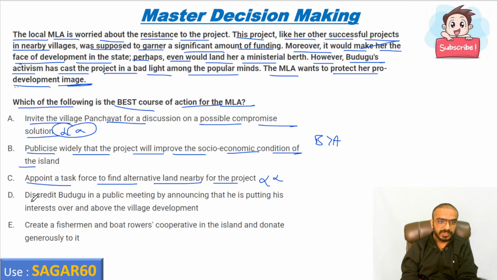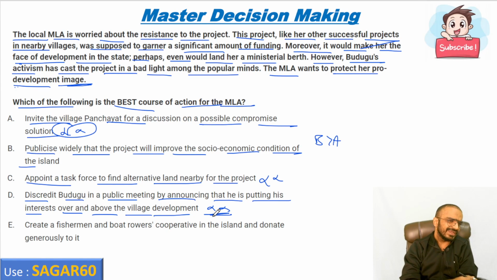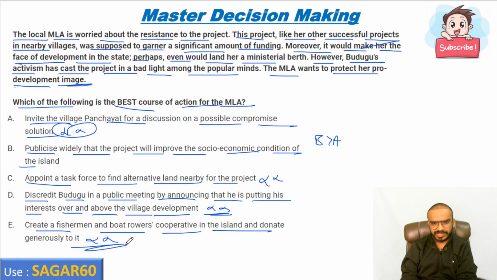है ना. And discredit Budugu in a public meeting by announcing that he is putting his interests over and above the village development. Oh, this is negative, है ना. दिस इज नेगेटिव. सिर्फ एक बुडुगु से क्या फर्क पड़ जाएगा? एक बुडुगु थोड़ी डिसाइड करेगा, मतलब एक इंसान थोड़ी डिसाइड कर रहा है पूरा का पूरा. Create a fishermen and the boat rowers cooperative in the island. ऐसा कुछ नहीं बोला, राइट? ऐसा कुछ नहीं बोला. दिस इज द बेस्ट ऑप्शन.